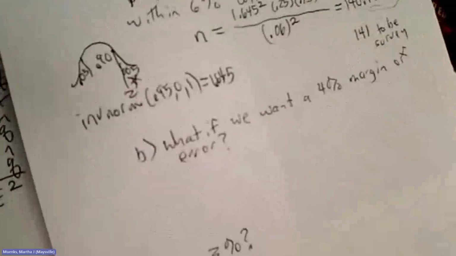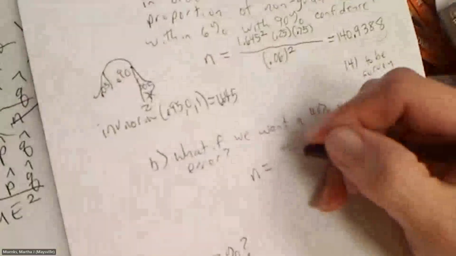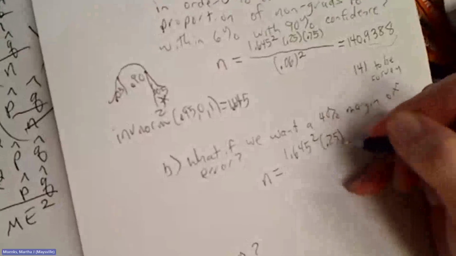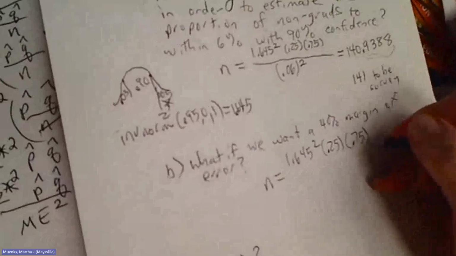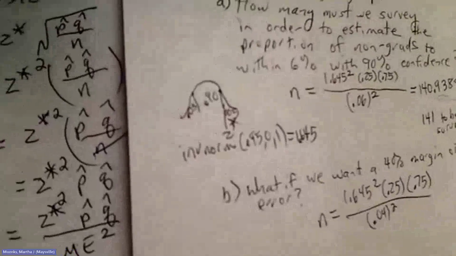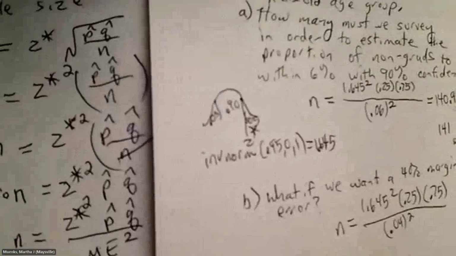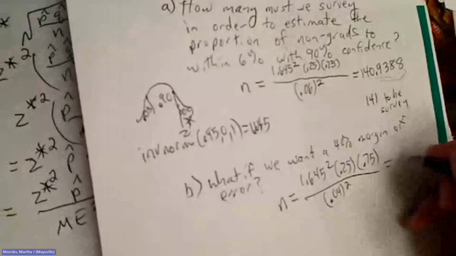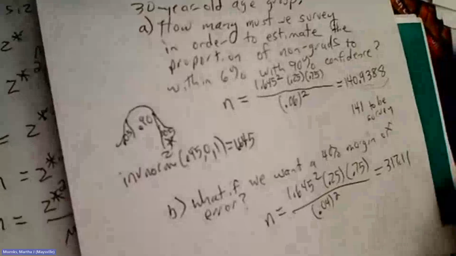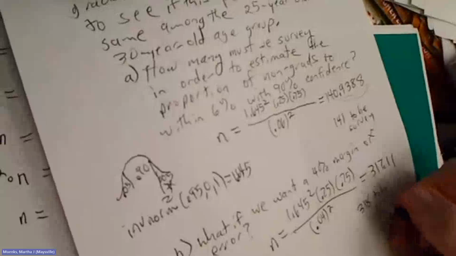Now, if we want to do the same problem, but we only want a 4% margin of error, all we have to do is change the 0.06 to a 0.04. And when we run that through the calculator, we get 317.11. But remember how I told you no matter how small, we round up to 318 to be surveyed.